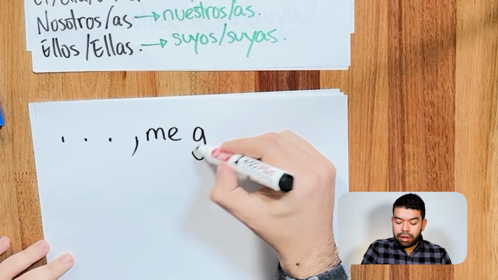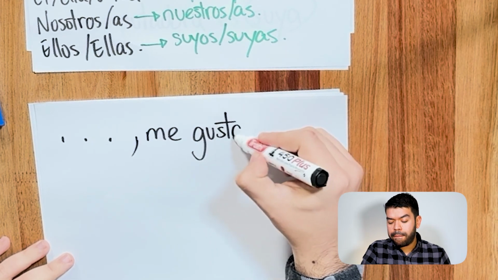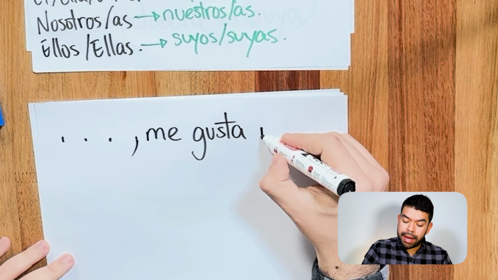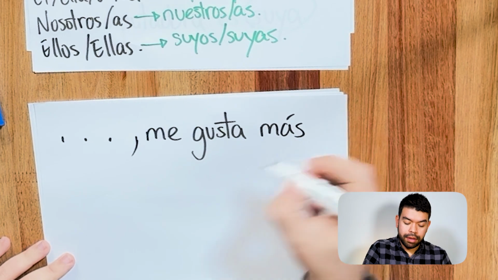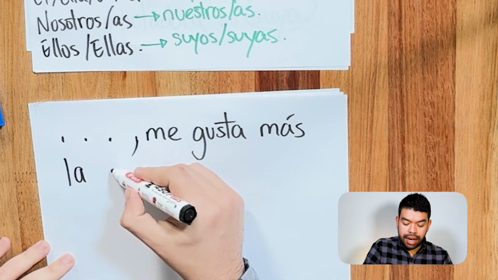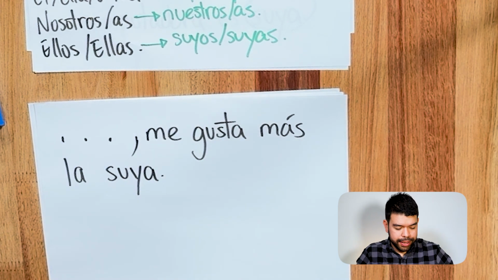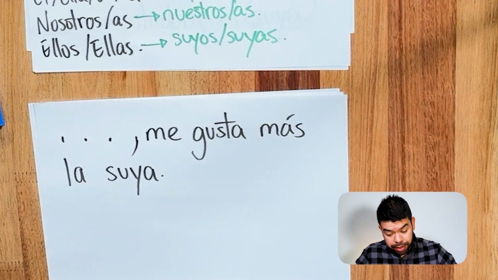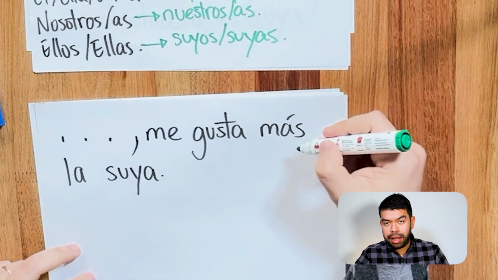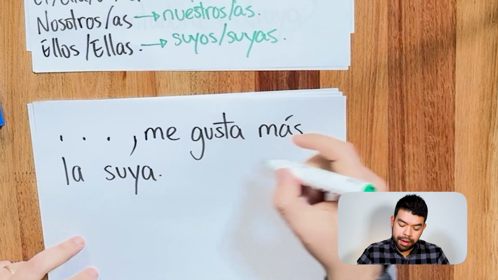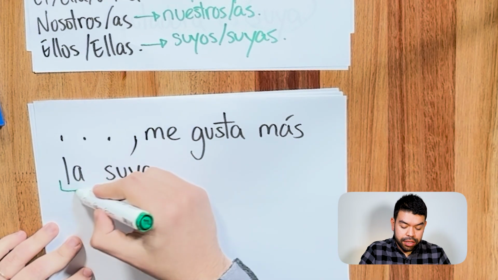Me gusta, you know, this is an affective verb. Me gusta más la suya. Look at this, because this is very interesting. I like better, no? Me gusta más la suya.